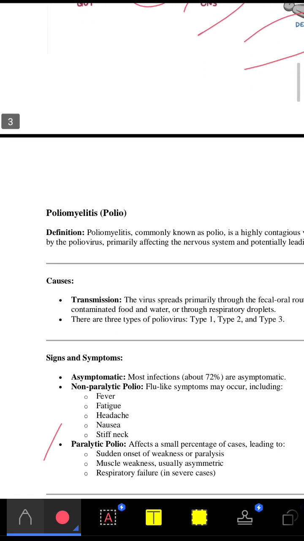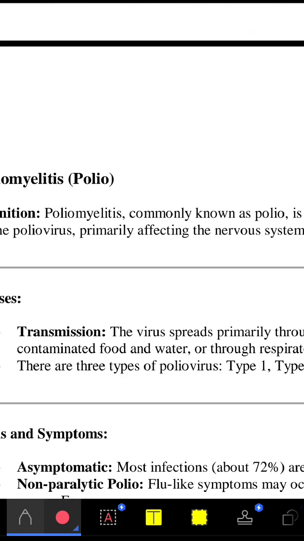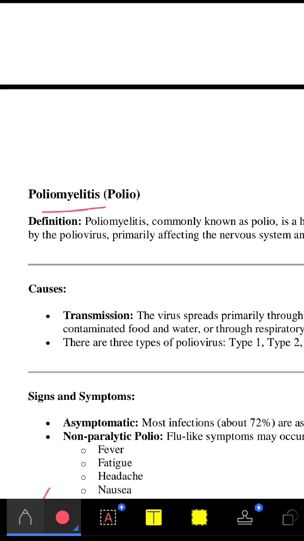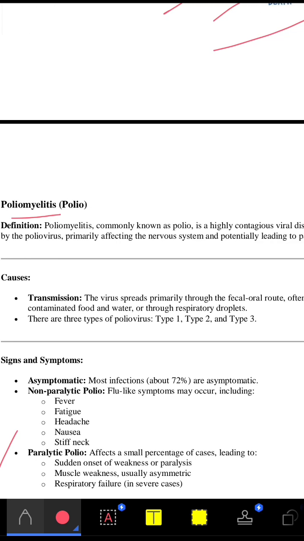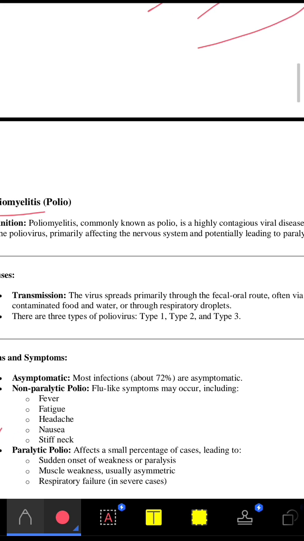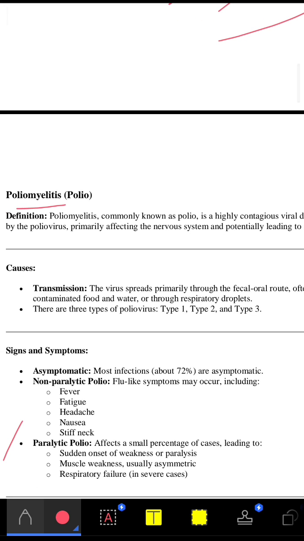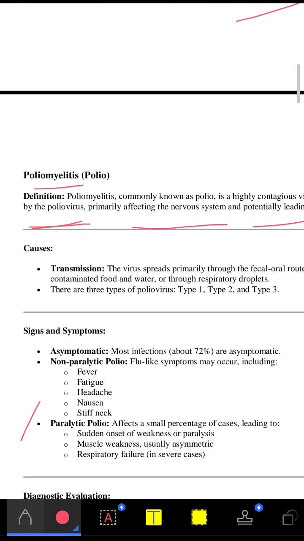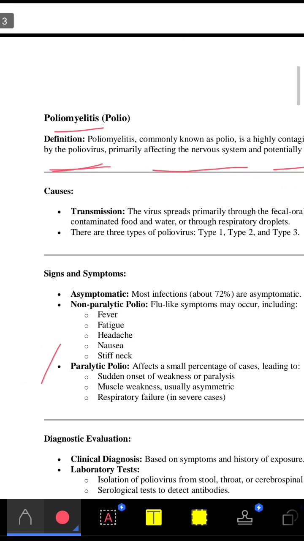Poliomyelitis is commonly known as polio. This poliomyelitis is a highly contagious infectious viral disease, or highly contagious viral disease caused by poliovirus. That is caused by which virus? That is caused by poliovirus, primarily affecting the nervous system and potentially leading to paralysis.